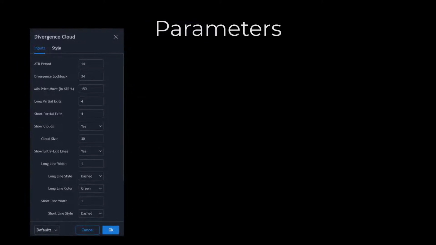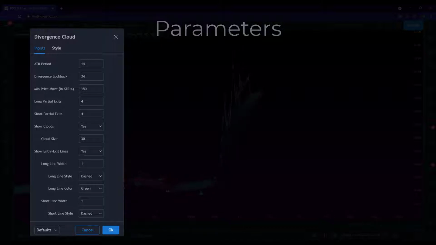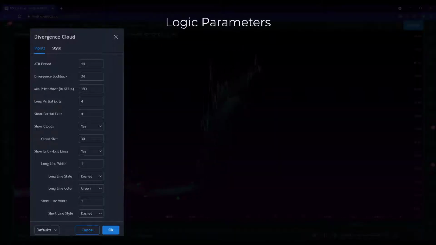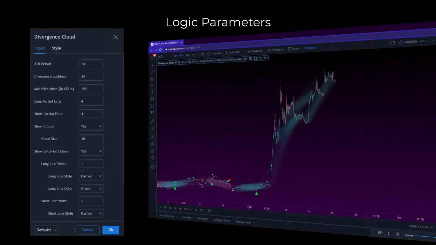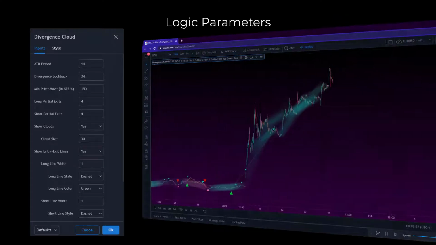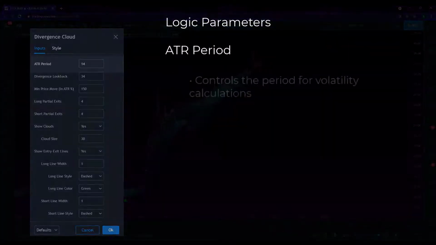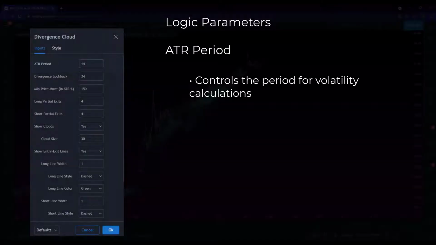The parameters. Divergence Cloud's parameters are split into two categories: the logic parameters and the styling parameters. Logic parameters. Because its calculations are based on relative trend, momentum, and volatility, the logic can be adjusted to suit any market or time frame. The ATR period parameter controls the period of the ATR used in relative volatility calculations.